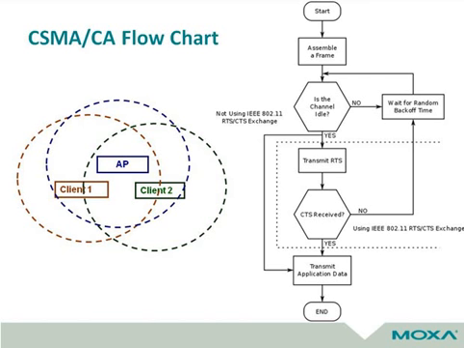On the left-hand side of this slide, you can see all devices in the blue area can hear the radio signals, especially the CTS from the AP. So, before starting their transmission, devices will do the CSMA/CA check.